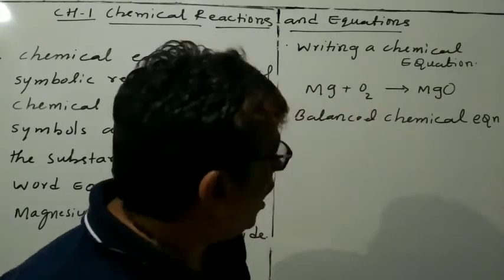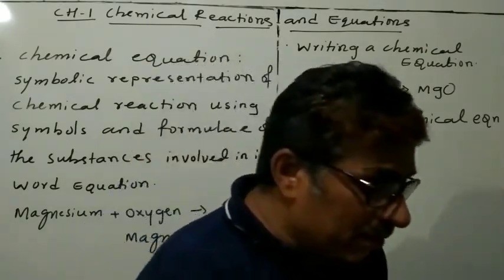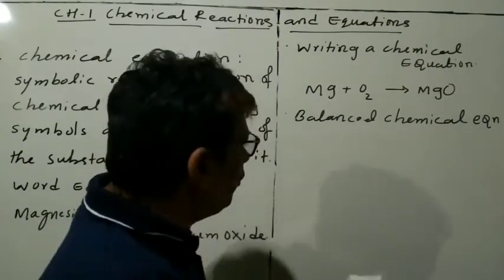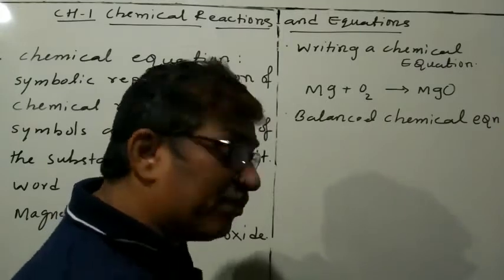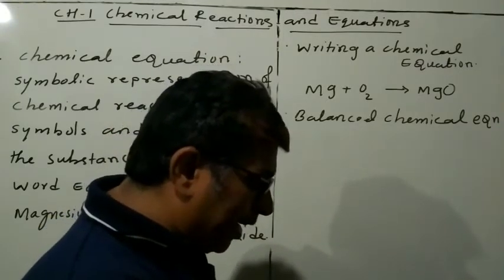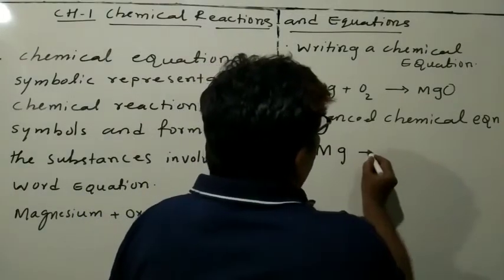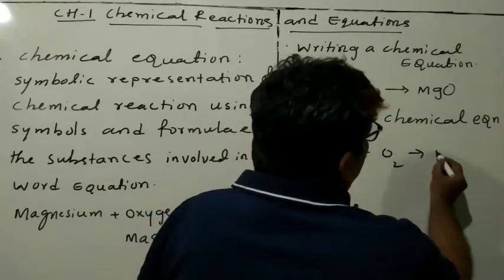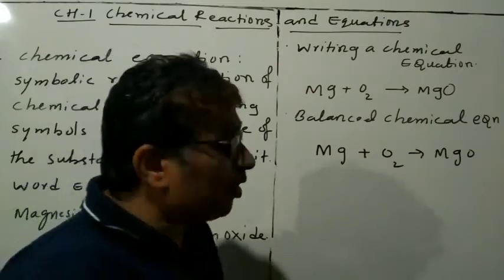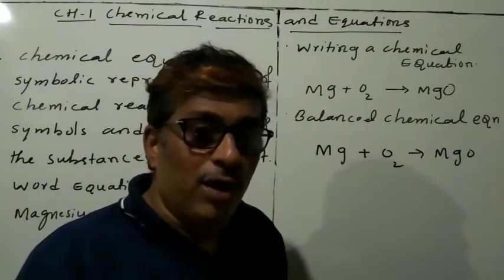Okay, dear students, now we learn about the balanced chemical equation. How do we balance the equation? For example, we take the reaction Mg plus O2, giving MgO. But one more important point is that you should recognize the elements. You should know about the elements.